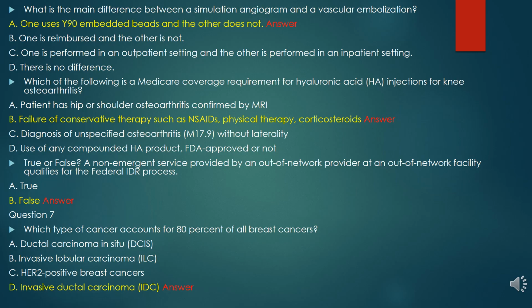Question 7. Which type of cancer accounts for 80% of all breast cancers? A. Ductal carcinoma in situ, DCIS. B. Invasive lobular carcinoma, ILC. C. HER2 positive breast cancers. D. Invasive ductal carcinoma, IDC.